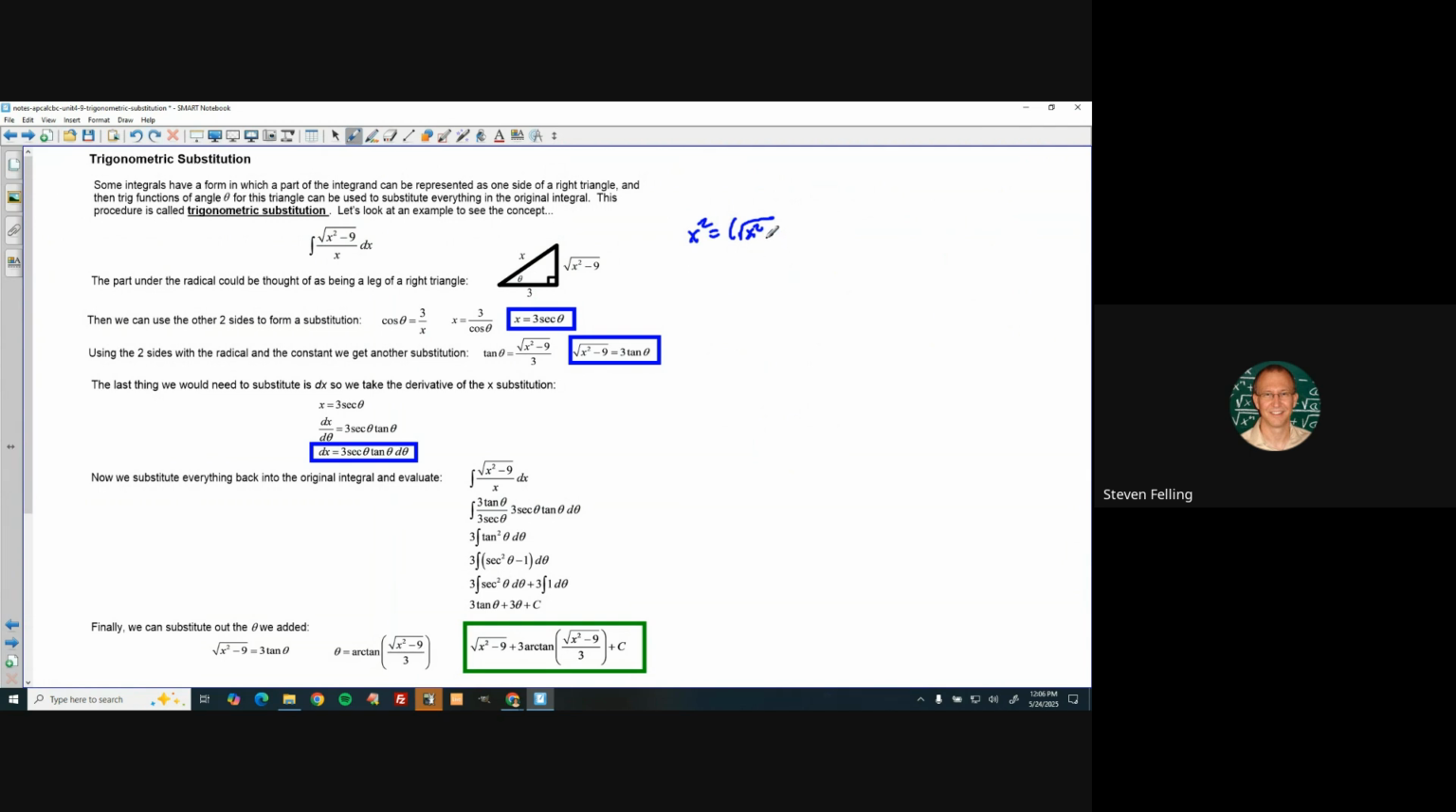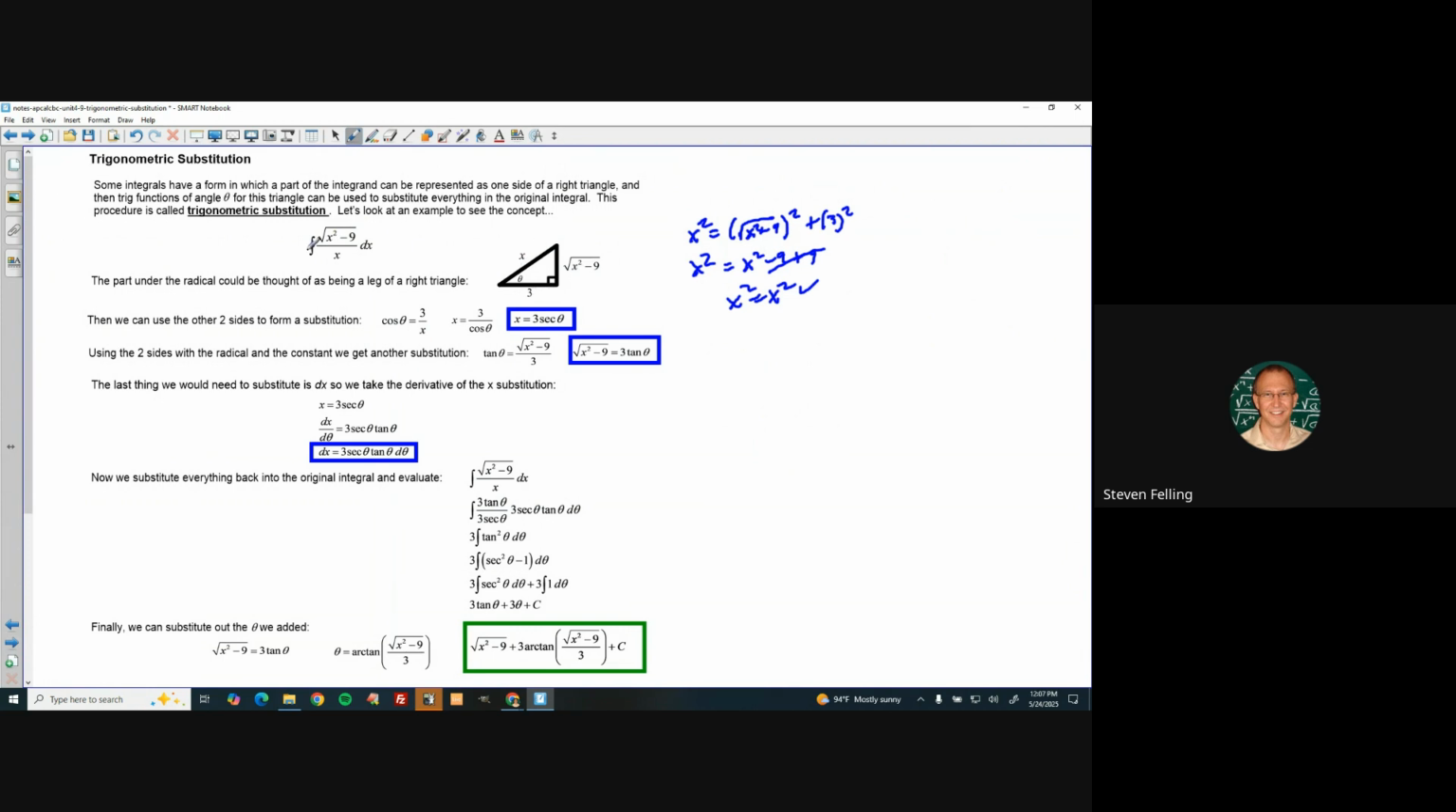Minus 9 squared plus 3 squared. x squared equals x squared minus 9 plus 9, x squared equals x squared, so that works. Right, so if you make the hypotenuse x, the square root of this, and this side, the remaining leg, 3, the square root of this 9, this triangle represents the relationship between this radical, x, and 3.